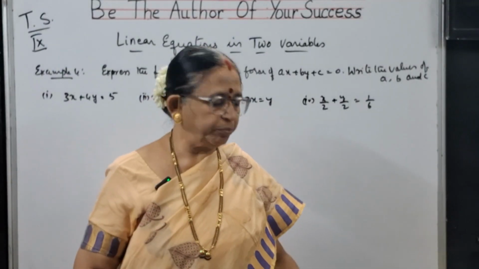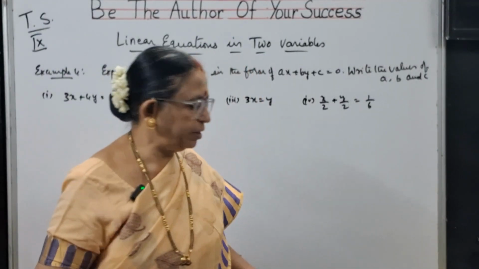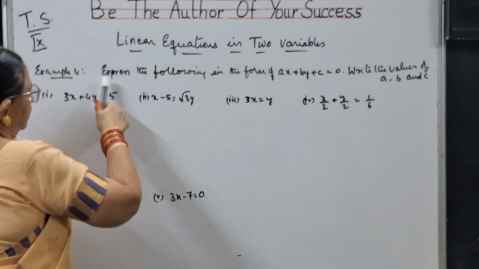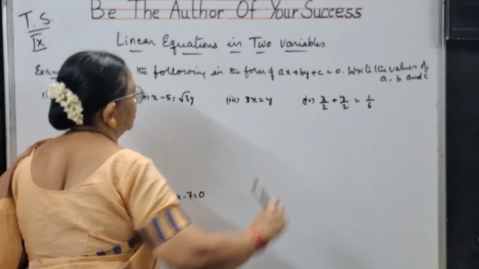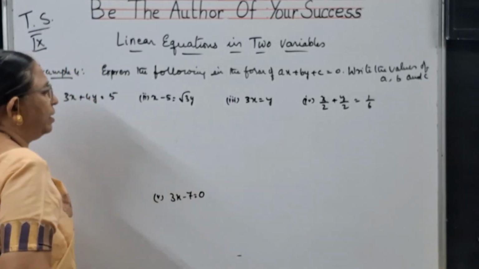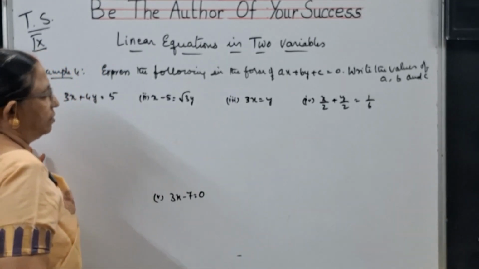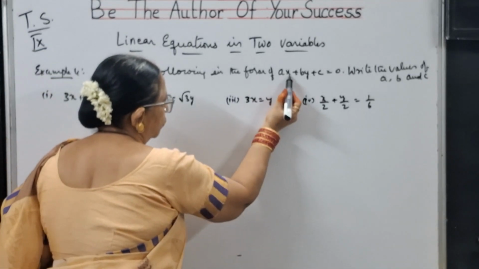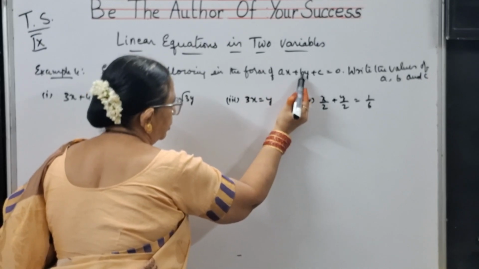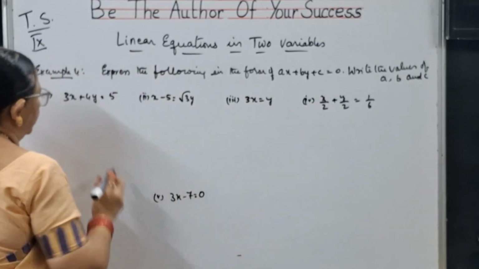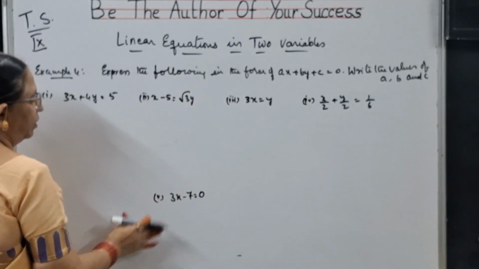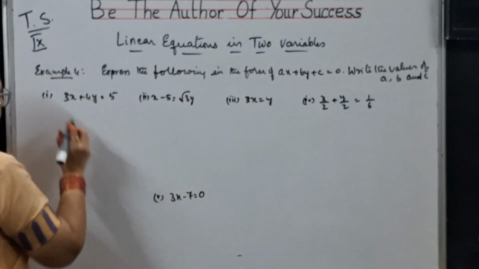Now, the next example, children. The next example is example 4. Express the following in the form of ax plus by plus c is equal to 0 and write the values of a, b and c. See, what is a? Coefficient of x. What is b? Coefficient of y. C is a constant term. So, these are the problems that are given. Let us see one by one.